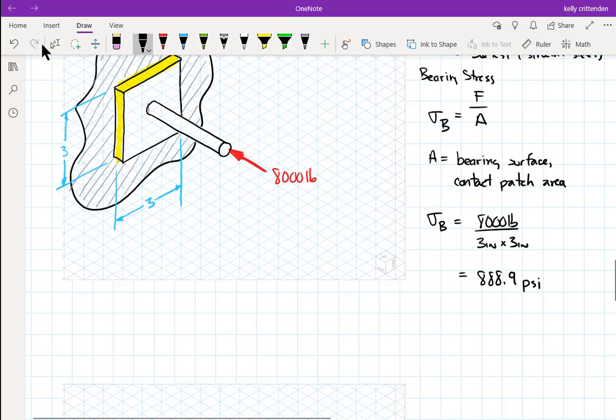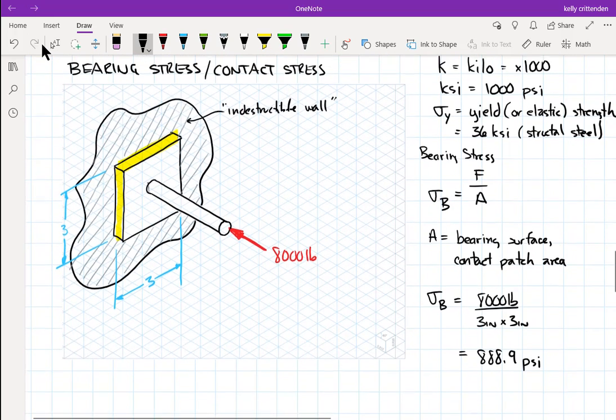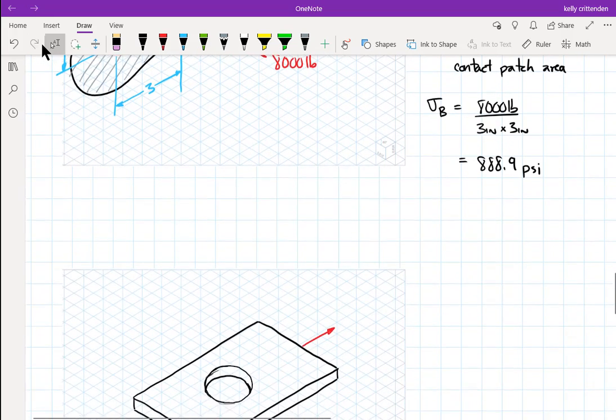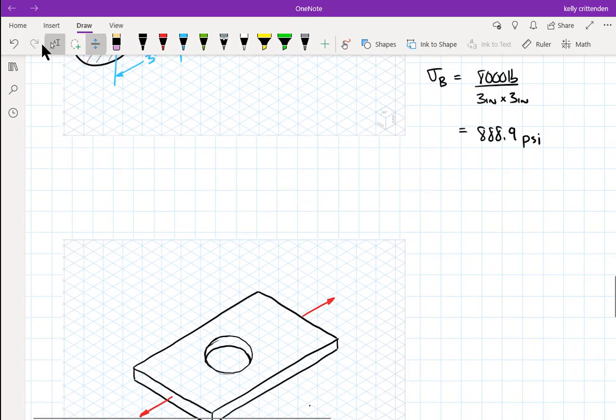Obviously, we want to know, is this strong enough? Is the plate strong enough for that? And is the wall strong enough? In this one, we're assuming the wall has this indestructible characteristic, so we don't have to worry about the wall, but maybe the plate itself is too fragile to deal with 900 psi. Although for most materials, 900 psi is not a problem. So that's a bearing stress. There's an odd bearing stress that we might have to deal with here.